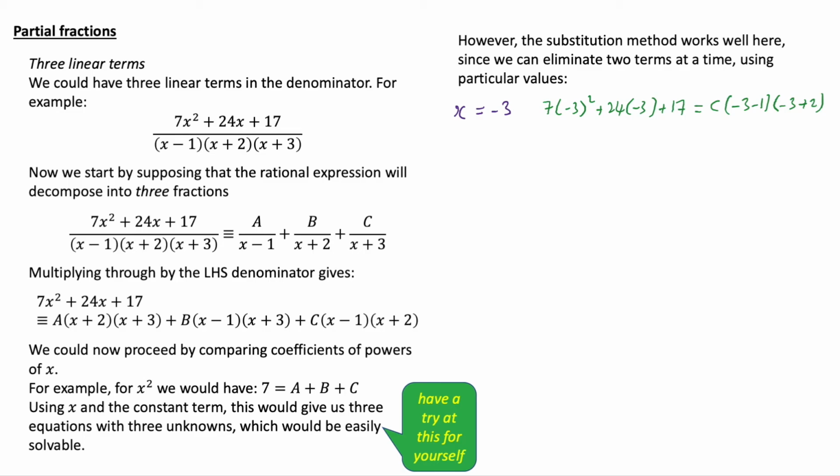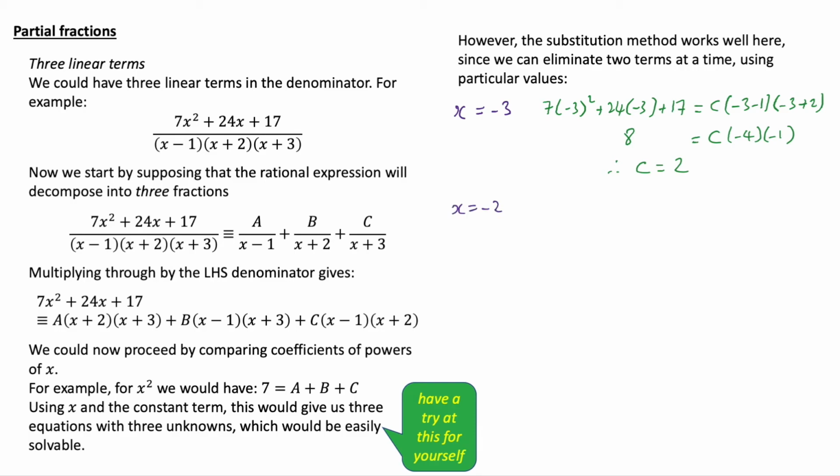We have 7 times minus 3 squared plus 24 times minus 3 plus 17. That must be equal to C times (minus 3 take away 1) times (minus 3 plus 2). So all we've done is subbed in minus 3 for x, and we tidy that up, and we get 8 equals C times minus 4 times minus 1, and therefore C is 2. You can probably work out what the other 2 numbers we're going to use are.